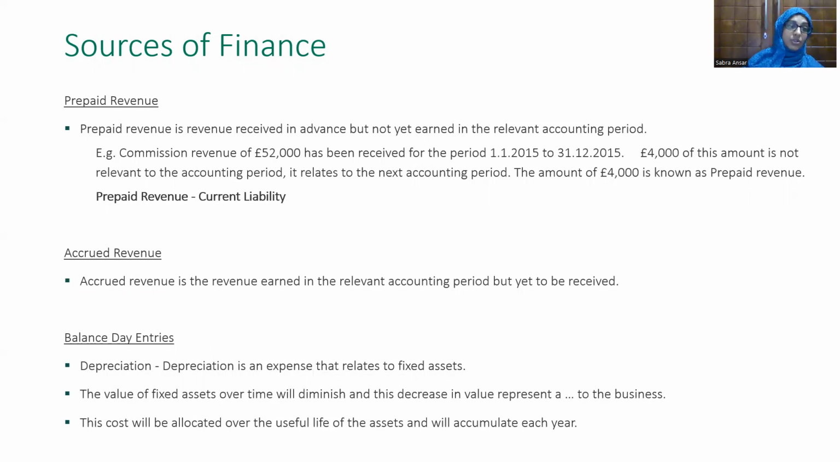Now, accrued revenue is revenue earned in the relevant accounting period, but not yet received. That means this would be an asset for us, and accrued revenue will obviously be a current asset. So when it comes to balance day entries, there are a few more things that will be included, such as depreciation, which is an expense that relates to fixed assets. The value of fixed assets will diminish over time, and this decrease in value is allocated over the useful life of the asset and will accumulate each year.